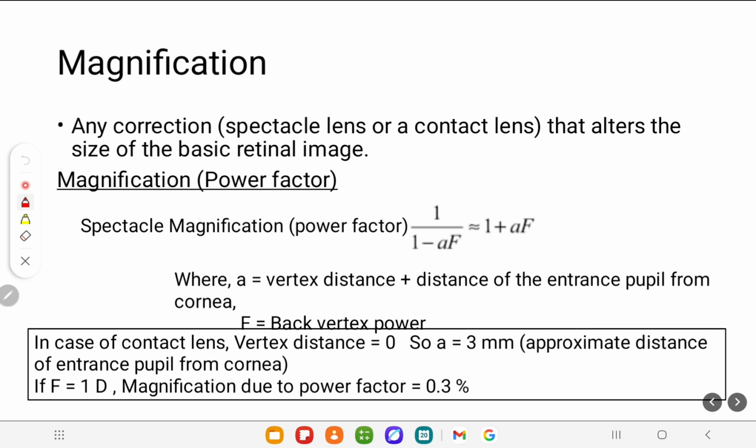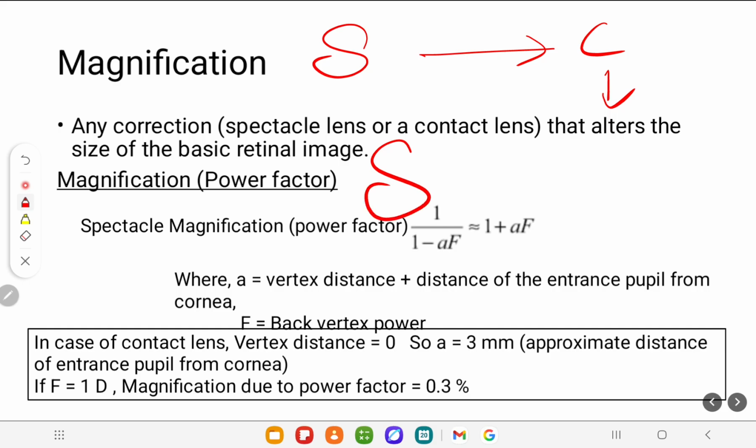So magnification, that's a crucial concept. Okay, I have already talked about it. Any correction, spectacle or contact lens, can alter the size of the image on the retina. What it actually does, in very simple, plain words: in myopic spectacles, they magnify more, but when switched to contact lens, magnification gets less. In hyperopia, spectacles magnify more; when they switch to contact lens, magnification is less. Yes, definitely a contact lens will not give zero magnification, but that's the concept.